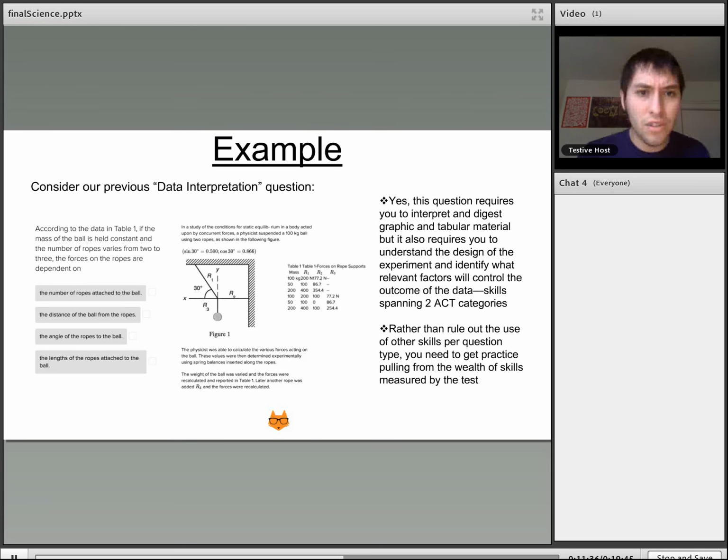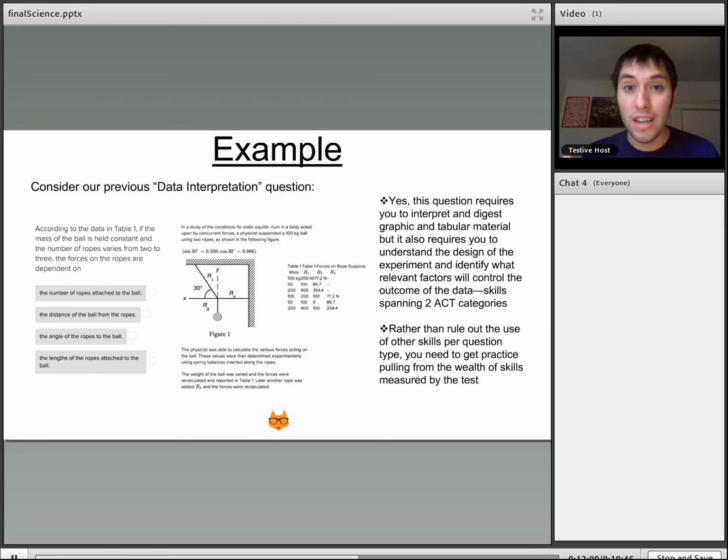So yes, you need to interpret what the graph and what the table here is saying, but you also need to understand the design of the experiment, which was part of a different category, and identify the relevant factors that are going to control the outcome of the data that's actually on the table for you to even understand the question that's being asked of you. So these are skills spanning at least two ACT categories, and thinking of them separately is just not conducive to you doing too well.